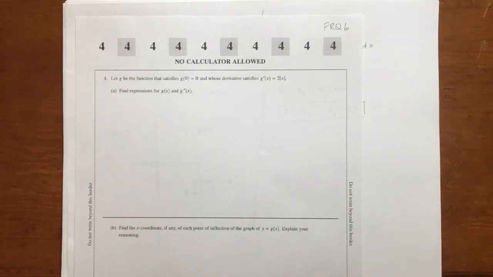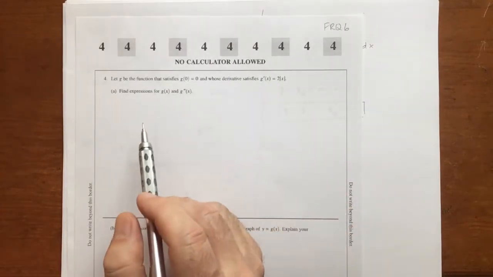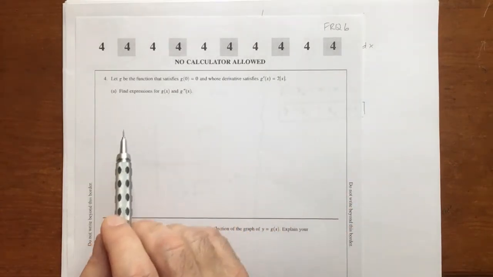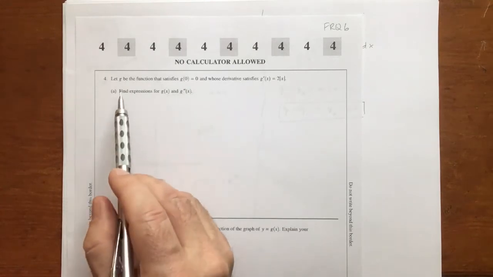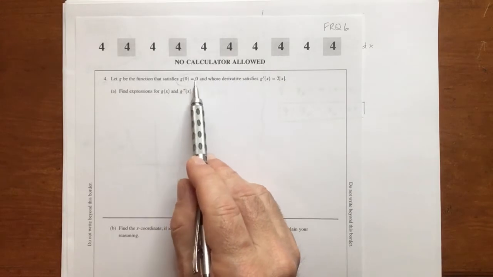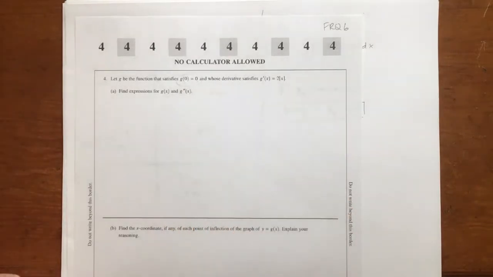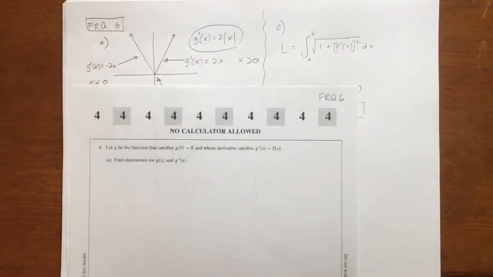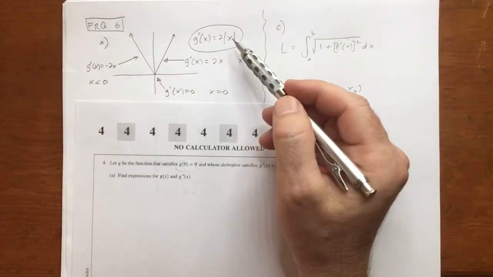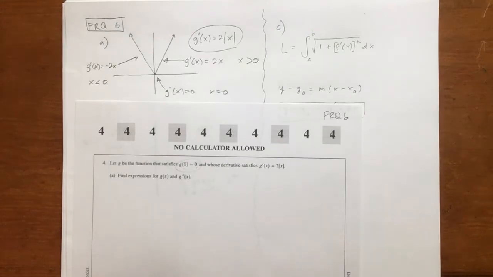This is FRQ 6. So this is kind of a challenging problem. I would think this would be a time-consuming problem. So we're given a function that goes through the origin, and its derivative is an absolute value. Okay, and so that's going to be tricky. What I did is I graphed the derivative. And whenever you're dealing with derivatives and absolute values, it's best to break it up into a piecewise function.